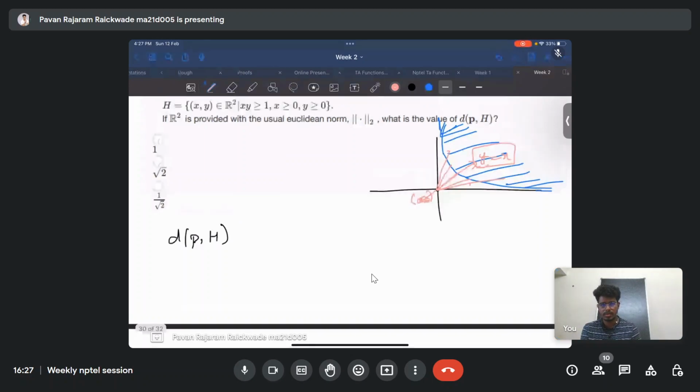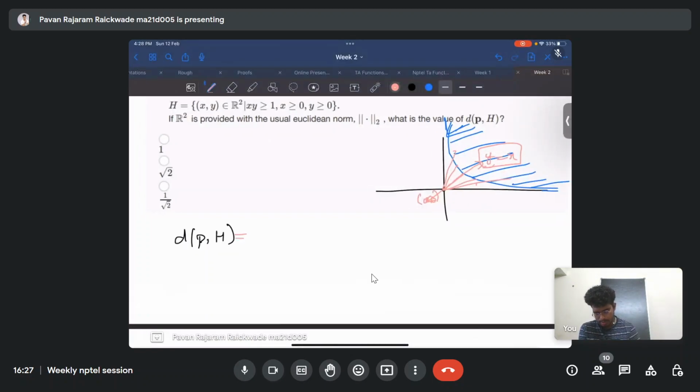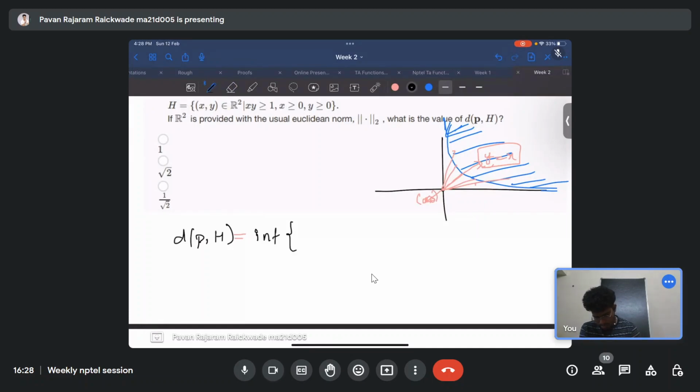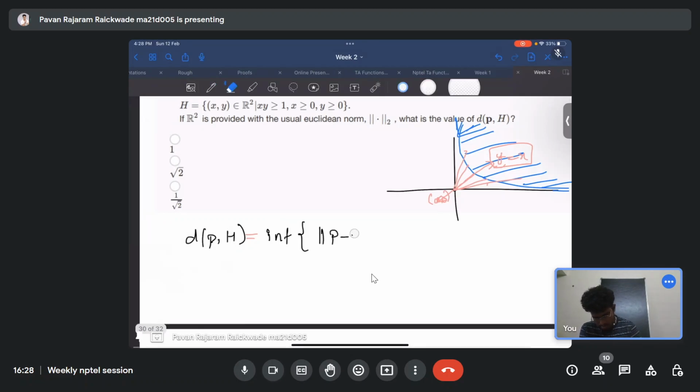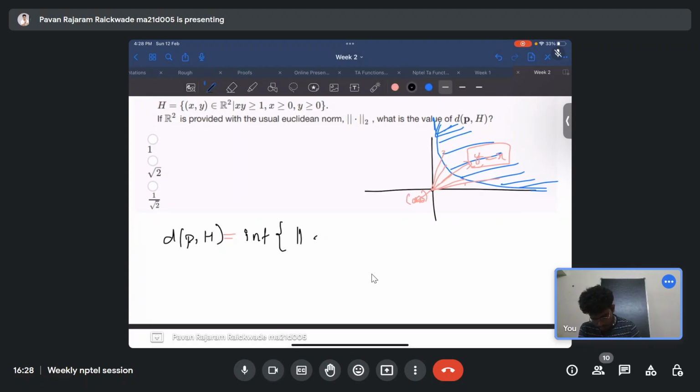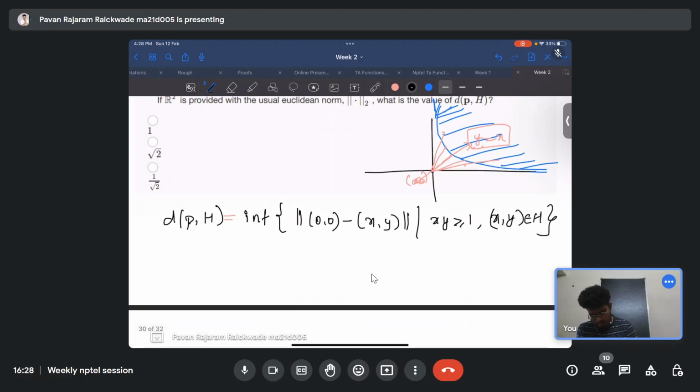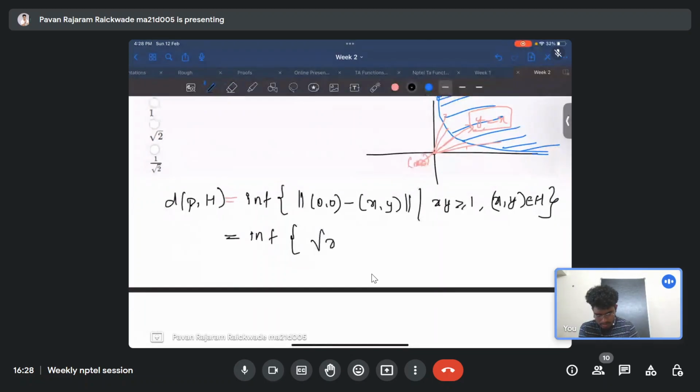Sir, can you please repeat what you said? See, the distance of P from H will be the infimum of the norm of P minus X, where X is (x, y) with xy greater than or equal to 1, meaning (x, y) belongs to H. So P minus X is 0 minus (x, y), and this is the infimum of the norm of (x, y) itself. The 2-norm of (x, y) is the square root of x squared plus y squared.